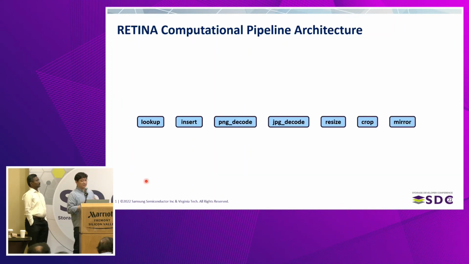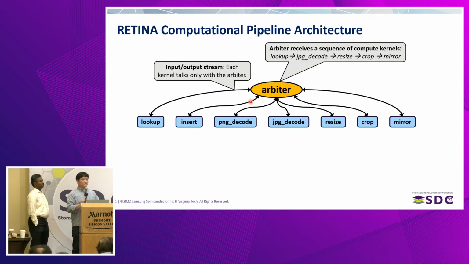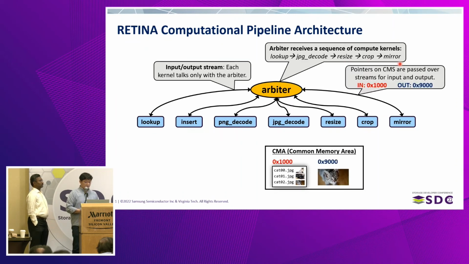So let me give a little more concrete example of how the RETINA computational pipeline architecture works. In this example, these are the computational pipelines we have. For example, we have lookup and insert kernels, which are necessary for the key value store operation, JPEG or PNG decoding operations, and also resize, crop and mirror operations. They all connect to the arbiter kernel, which is another FPGA kernel implemented using FPGA logic, and they all communicate through the input and output streams. Then if the user sends a request to the arbiter, let's say I want to perform the lookup first, and then JPEG decoding, resize, crop and mirror operations, the arbiter will perform the series of operations.